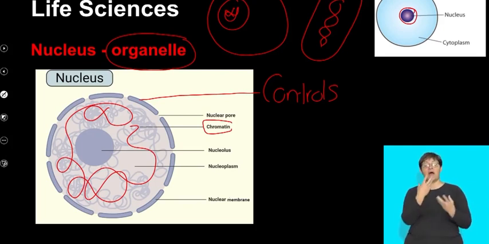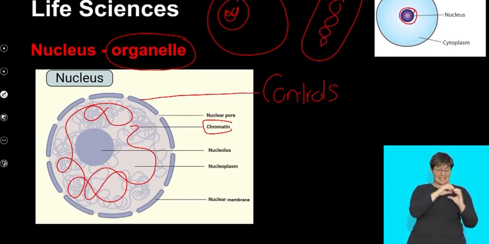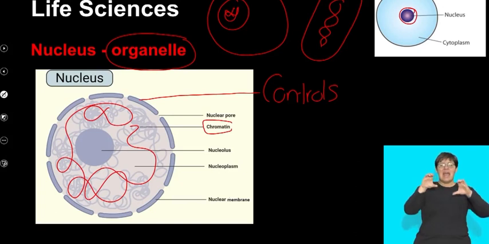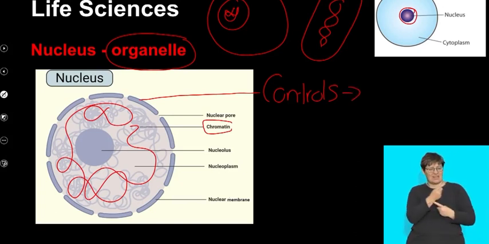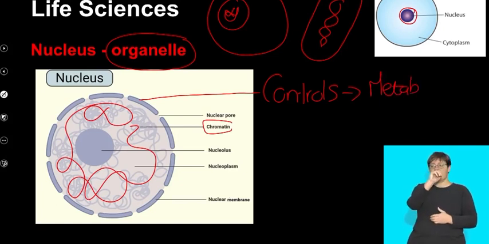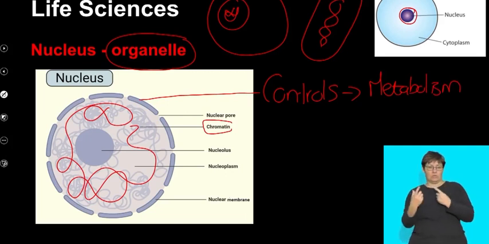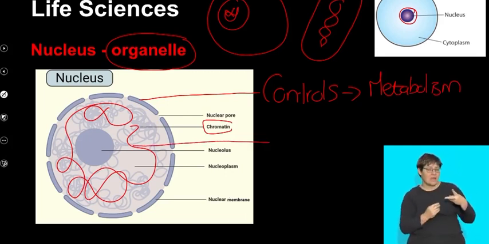So what have we got? We have an organelle, a structure in the cell that performs a specific function. Here, it controls all the activities of the cell. For the cell's activities, we give the word metabolism: how fast or how slow a cell does something. What else will the nucleus have?